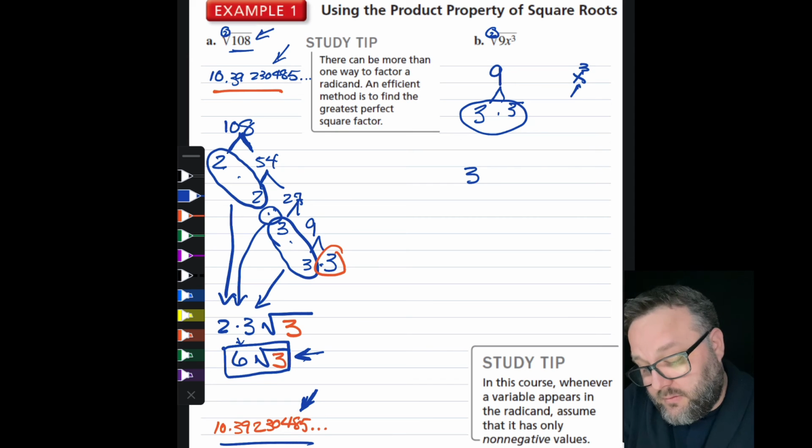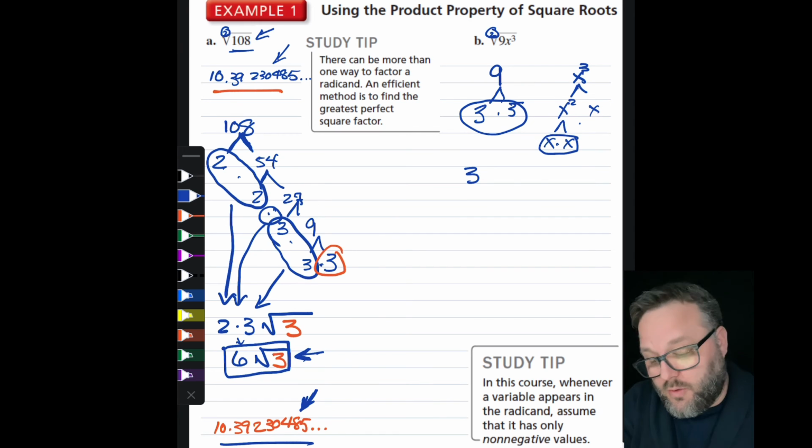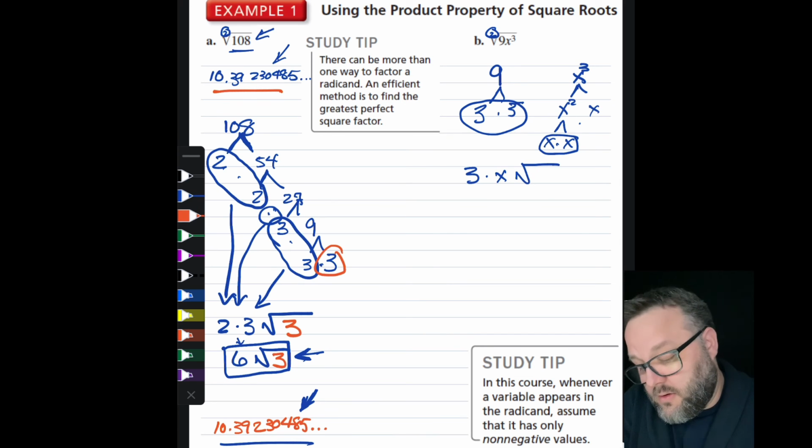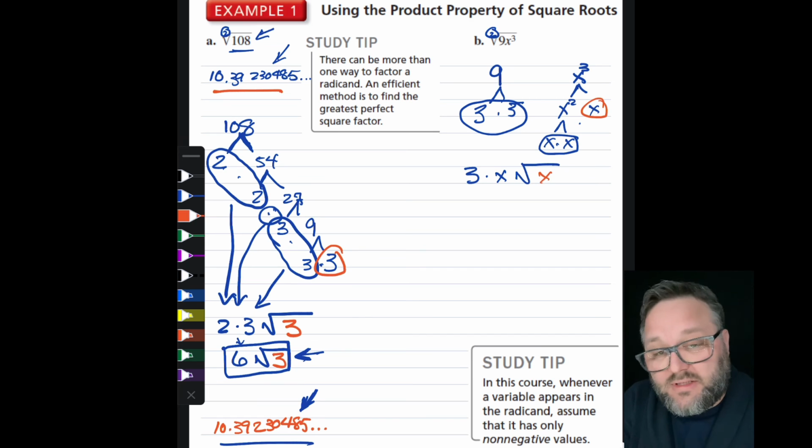Now, I have x cubed, which is the same thing as x squared times x. X squared is the same thing as x times x. I have a pair here, so it's going to go on the outside. So this is the same thing as 3 times x times my square root of whatever is left. Now, we're going to find out it's not just copy it down. If there's more than one item that's not paired, we're still going to multiply all of our remaining items together. Just like we multiply them on the outside, we have to multiply them on the inside.